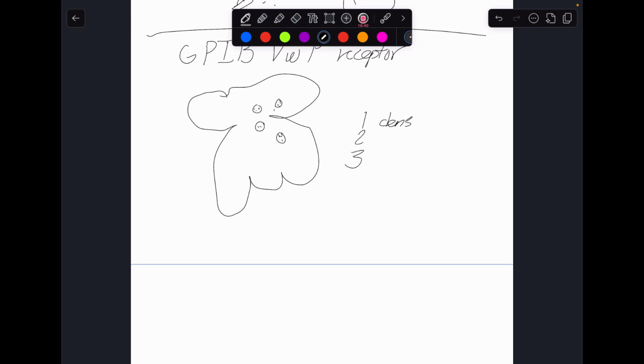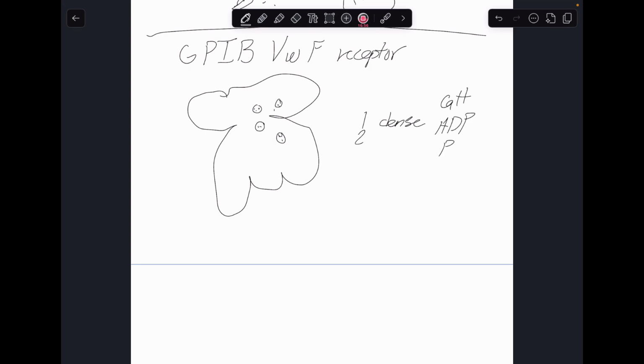Actually, this is one of two flavors, at least the ones that Brother Shaw went over, or at least the ones I can remember. So we have dense granules, and some of these could be calcium, ADP, PDGF, factor 5, factor 8, serotonin, histamine, or PF4. We also have other flavors, alpha granules, which I can't think of off the top of my head right now.